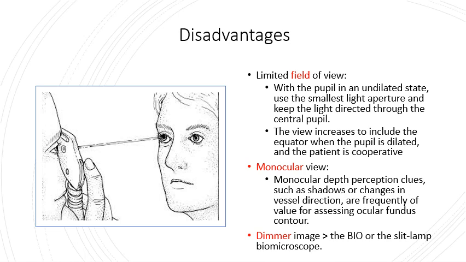A second disadvantage is the monocular view, so we cannot appreciate the depression or the elevation of the lesion as good as with indirect ophthalmoscope, in which we use both eyes to see. And the light of the direct ophthalmoscope is dimmer than the indirect ophthalmoscope. The BIO stands for binocular indirect ophthalmoscope, or the slit lamp biomicroscopy, and this makes the fundus details less visible.